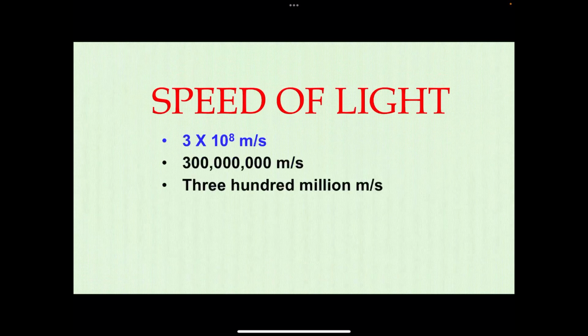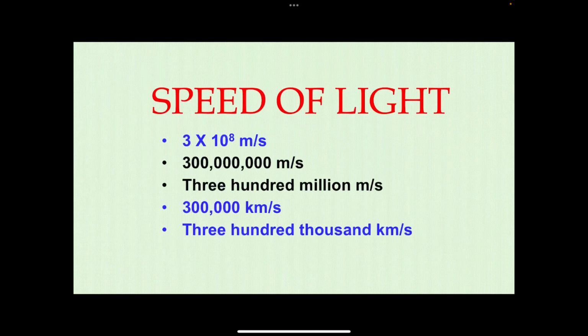This is actually 300 million meters per second, which converts to 300,000 kilometers per second. So in 1 second, light will have traveled a distance of 300,000 kilometers. That means in 10 seconds, light will have traveled a distance of 3 million kilometers.